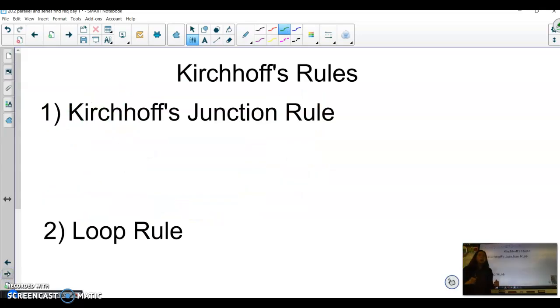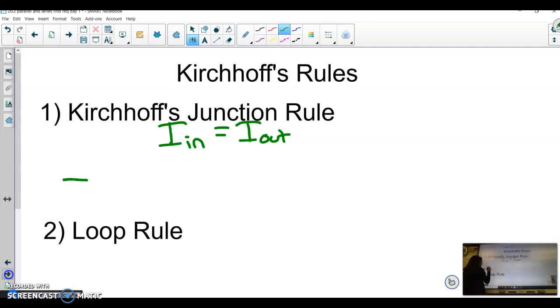Okay, so there's two rules. If you just want to jot these at the top of the series side of your series parallel chart that you received today, they're very short, but there's basically two rules that tell us how circuits work. The first is called Kirchhoff's junction rule, and it's honestly kind of common sense. It says the current that goes into a junction has to equal the current that comes out, because you can't lose any of the electrons. So the electrons coming in have to come back out the other side.